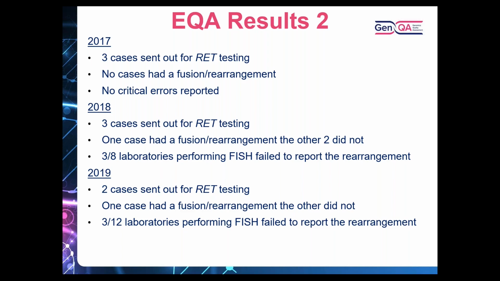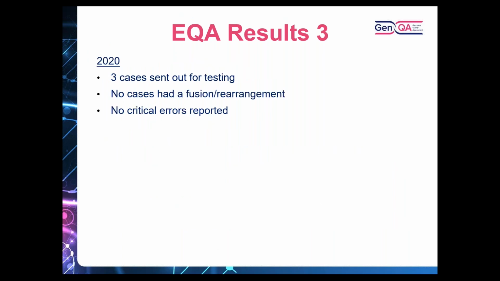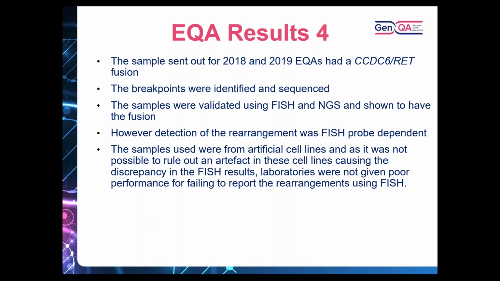And similarly, in 2019, when we sent out 2 cases, we had 1 case that had a fusion and the other one that didn't. And 3 out of the 12 laboratories performing FISH didn't report the rearrangement. And then in 2020, we sent out 3 cases. None of those had a rearrangement or fusion, and again, we didn't see any critical errors. So I think the positive note is that nobody was reporting any false positives in any of these EQAs. However, as I mentioned, we did have a few labs performing FISH, which didn't report the presence of the fusions.